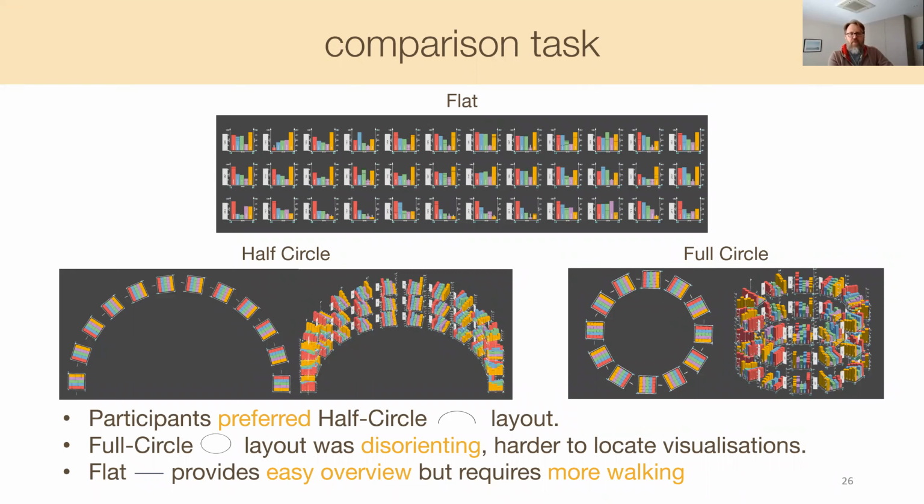From qualitative feedback, people said that the full circle layout was disorienting. So it was harder to find the visualizations they were looking for. When they're doing the comparison between the two, it was more difficult to identify the one that they needed in the full circle.